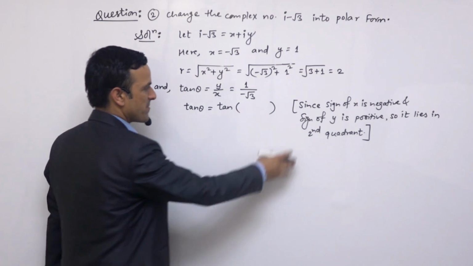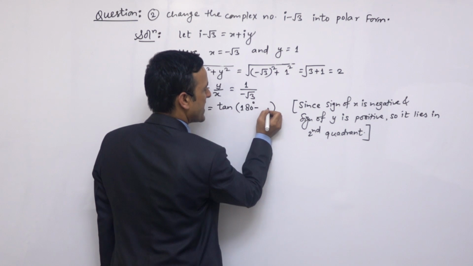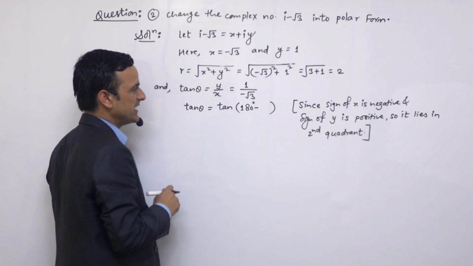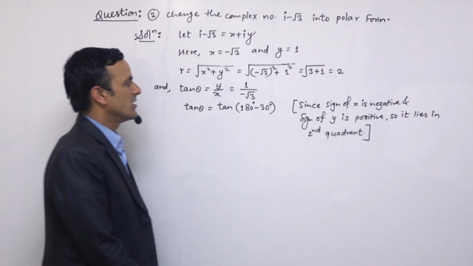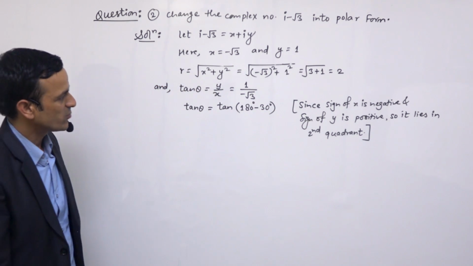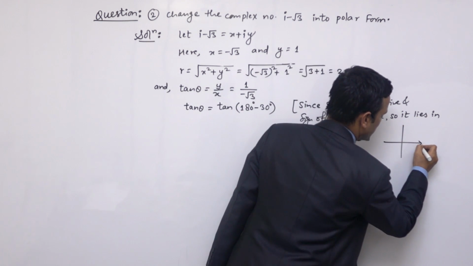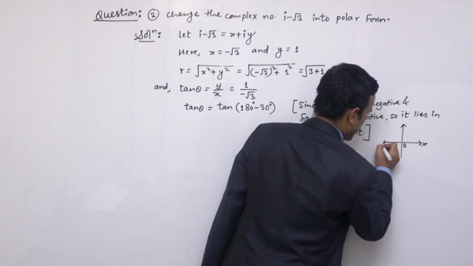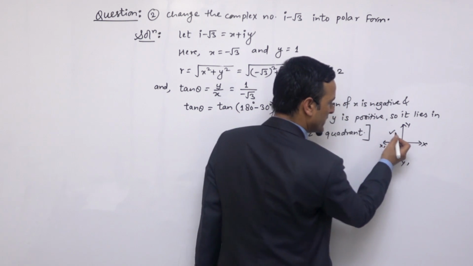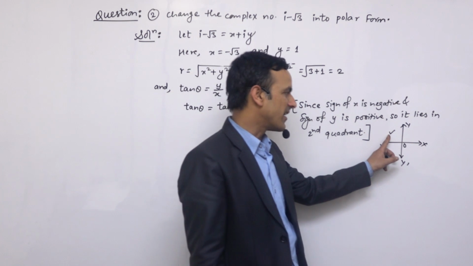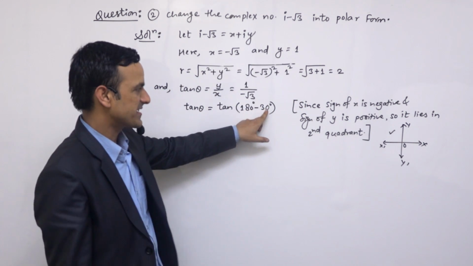So from this reason we can write here 180 degree minus theta. Tan theta means 1 upon root 3, so the value is 30 degree. So we can write 180 minus 30. Second quadrant means this second quadrant, this is x axis, and this is y axis. So second quadrant is this one. So here the angle is 180 minus theta.